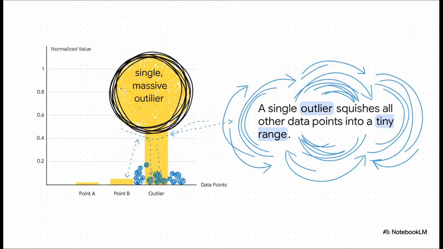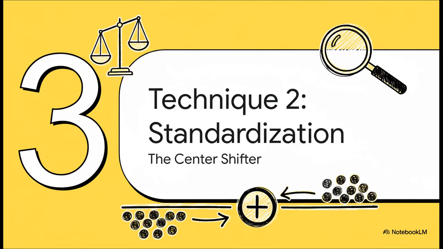But now, watch what happens when we throw in just one huge outlier. Suddenly, that outlier becomes the new maximum, so it gets the value of 1. And the problem? Look at all our other data points. They all get squished into this tiny, tiny little corner down near 0. All the useful information and the differences between them, pretty much gone. Okay, so that's the story with normalization.